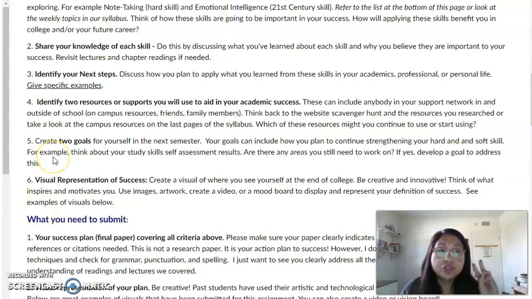Number 5, create 2 goals that you plan to meet in the next semester. So your goals can include how you plan to continue strengthening your hard and soft skills, or how you plan to continue using those skills. Another helpful tool that you can use is looking back at your homework number 1 and homework number 4, the study skills self-assessments, and your results there. You may want to look at some areas that you feel like you still need to improve, and maybe that can be one of your goals to address those areas.